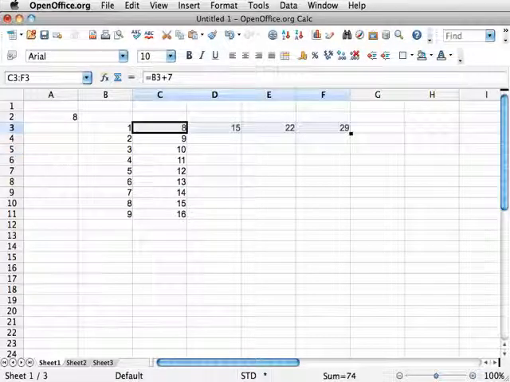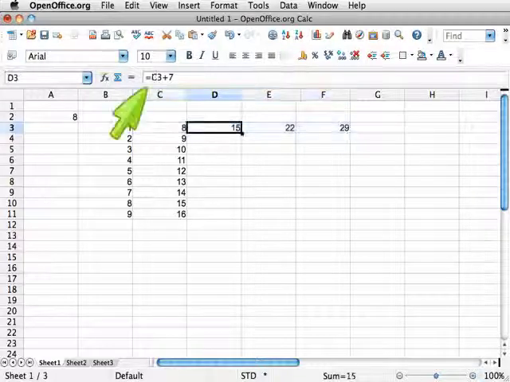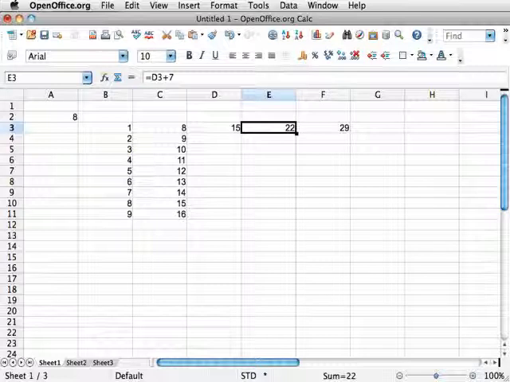We can also copy the formula right. Notice in cell D3, the formula has been adjusted to equals C3 plus 7. That is, go back one cell relative to the cell that I'm in and add 7. There are the same results for E3 and F3.